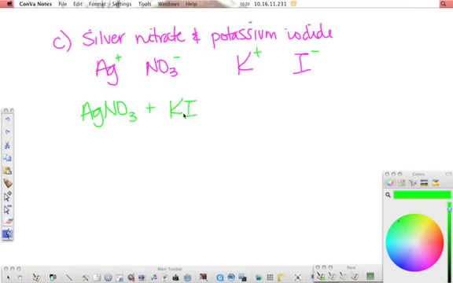I have a compound plus a compound, which means that this is a double replacement reaction, and I'm going to switch my cations, and since everything numerically has the same charge, I can just switch them. I don't have to worry about crisscrossing or any new subscripts or anything like that. So I just end up with KNO3 and silver iodide, which you guys will learn in the future. This is a precipitate.